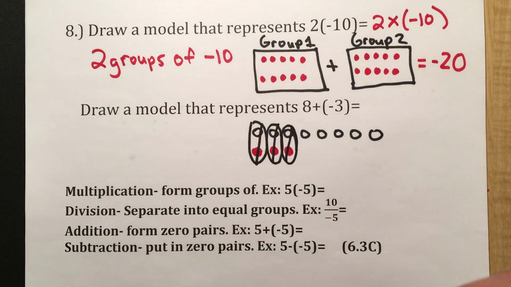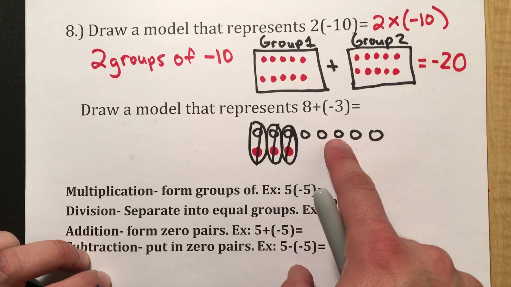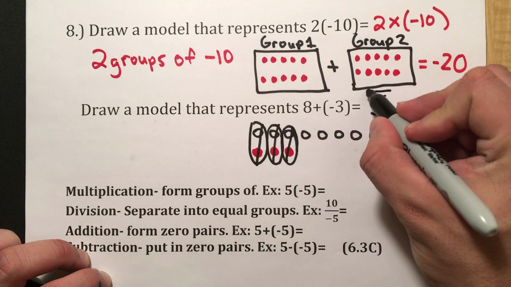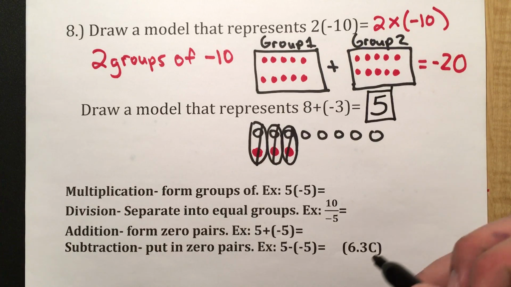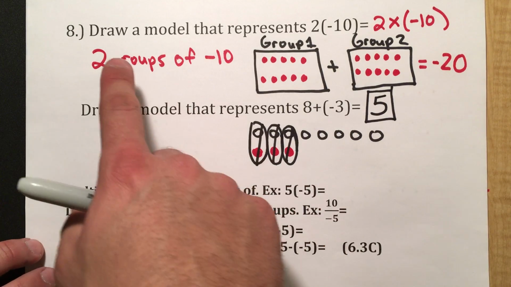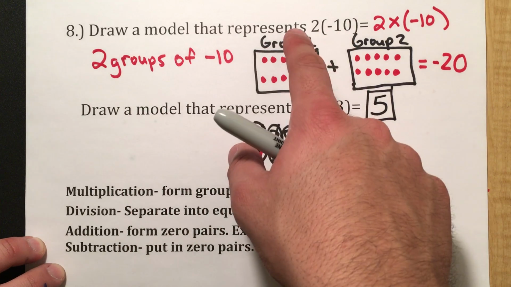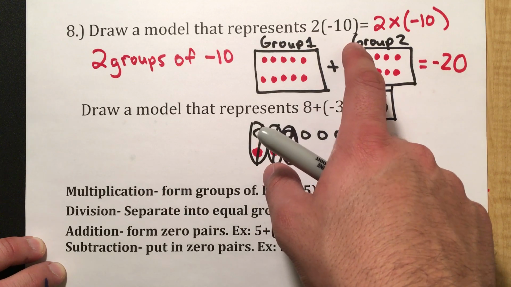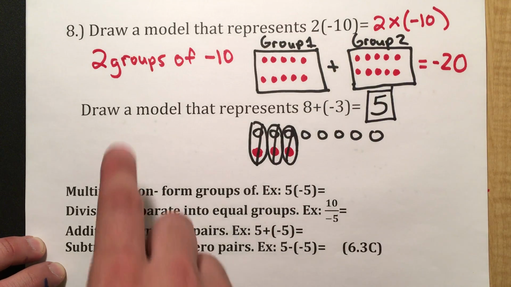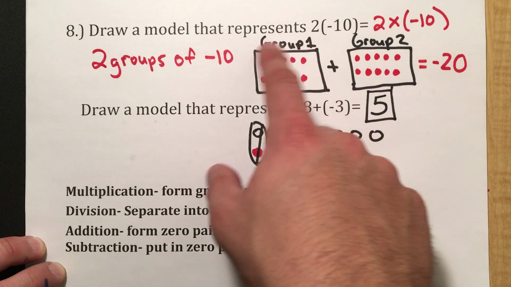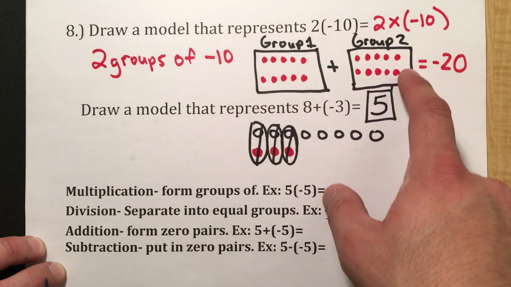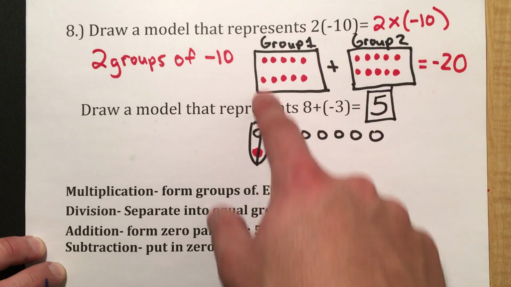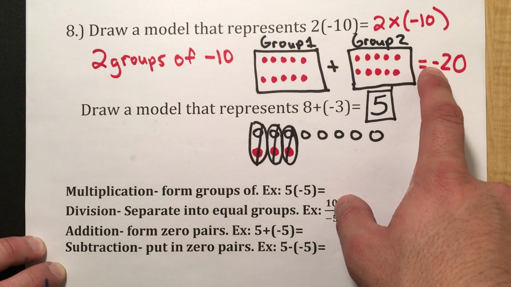And what are we left with? We're left with 1, 2, 3, 4, 5. So 8 plus negative 3 is equivalent to 5. So again, when we draw a model that represents 2 times negative 10, remember, what does multiplication mean? Multiplication is the same as repeated addition, so we could read this as two groups of negative 10. Here's group 1. Here's group 2. We put negative 10 in each group. And how many negatives do we have in total? We have negative 20. Now don't forget to put your negative sign there.